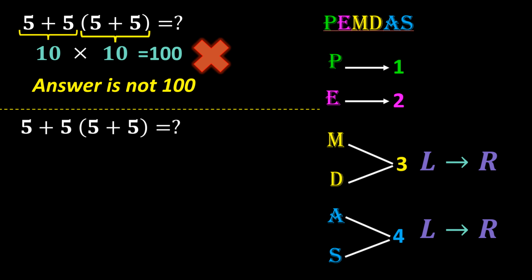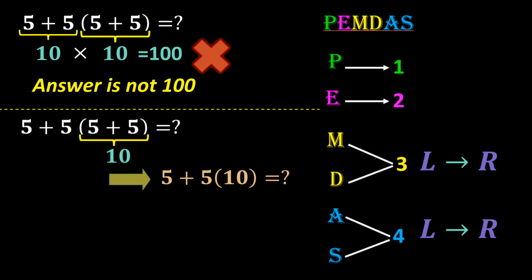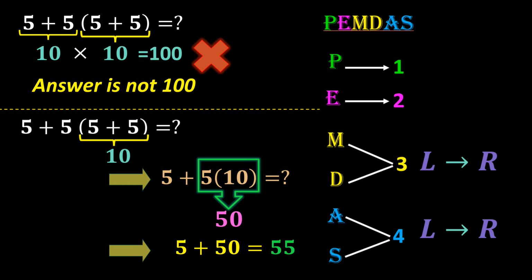According to the PEMDAS rule, the expression inside the parentheses is solved first. So 5 plus 5 becomes 10, and the expression turns into 5 plus 5 times 10. Next, we do the multiplication. 10 times 5 equals 50. Finally, we add 5 and 50, which gives us 55.